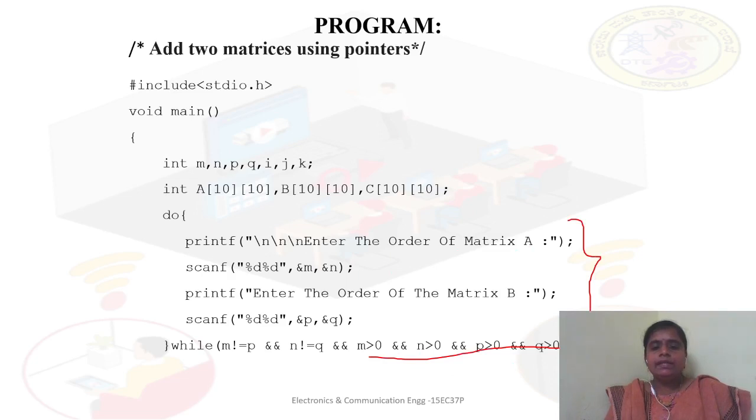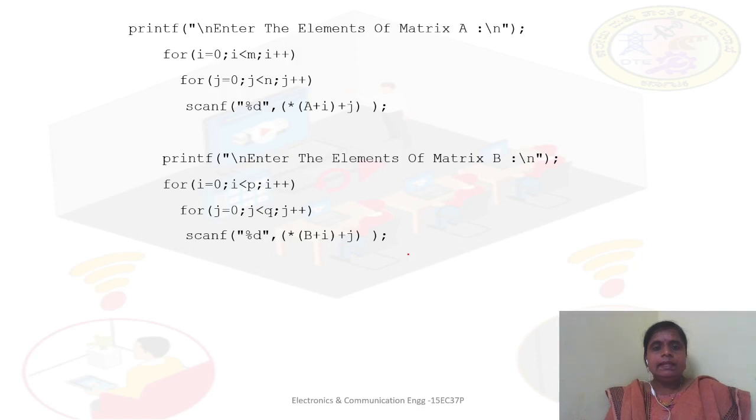Okay, so if this condition that all the orders are greater than 0, and if the rows match the columns, then it is going to go to the next stage. Otherwise, if it is false, again you will be asked to enter the order of both of the matrices. Then once the conditions in the do while loop are satisfied, you take the orders of both the matrices, and later we start taking the elements.